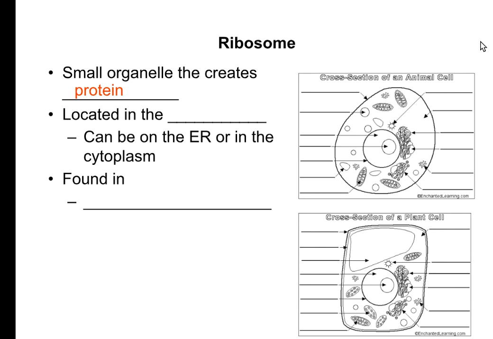It is located in the cytoplasm, so that means it's between the cell membrane and the nuclear membrane, and it can be on the endoplasmic reticulum, or it can just float freely in the cytoplasm, and it's found in both plant and animal cells.